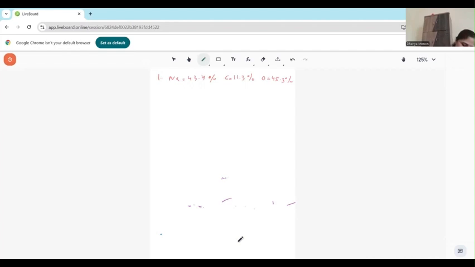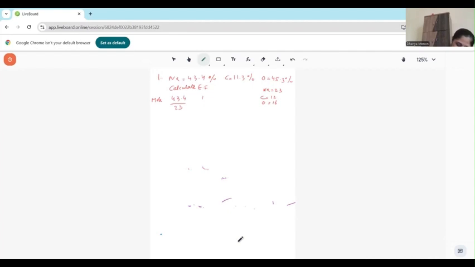Now the question is to calculate the EF. EF is nothing but the empirical formula. Now there's a set of steps for that. Sodium is 23, carbon is 12, oxygen is 16. The first step is to find the number of moles by dividing the mass by the molar mass. The percentage is nothing but the mass. So 43.4 over 23. That's the first step. Always find the number of moles.